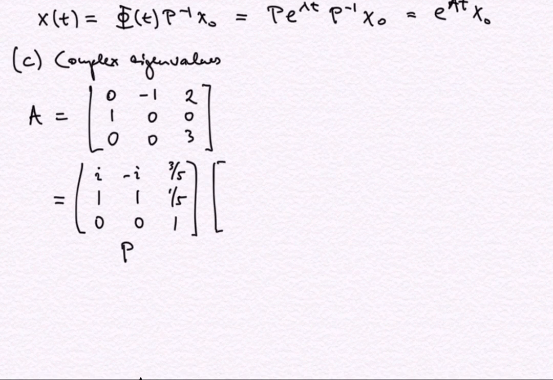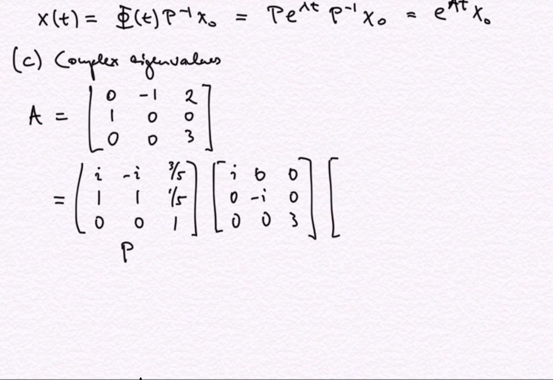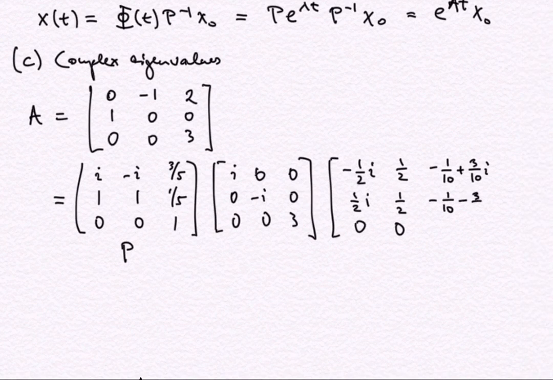The eigenvalues were i, minus i, and 3. And P inverse was minus 1/2 i, 1/2 i, and 0, 1/2, 1/2, and 0, and minus 1/10 plus 3/10 i, minus 1/10 minus 3/10 i, and 1. So this is Lambda, this is P inverse.